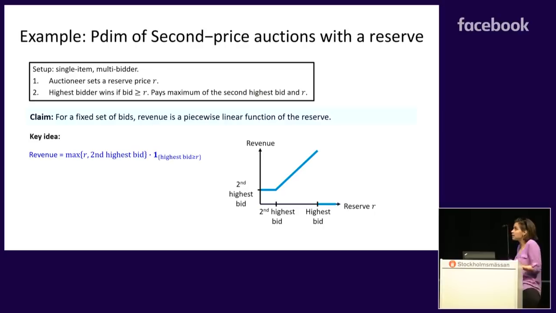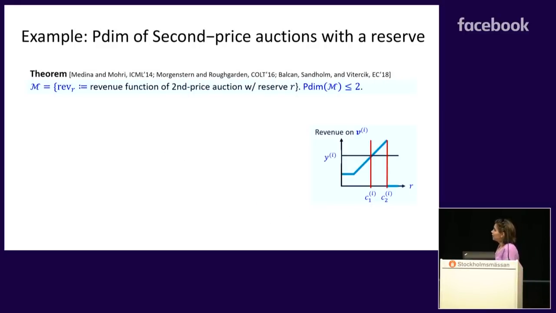Okay? So what we've just shown is that for second price auctions with a reserve, if we fix a set of bids and then plot the revenue function as we vary the reserve price, it has a very nice, simple structure, which is a piecewise linear function with 3 pieces. Now using this, we'll be ready to give you a quick sketch of why the pseudo-dimension, the intrinsic dimension of this class of auctions, is not too large. By the way, this is probably the most technical part of the tutorial, but I'll try to explain it at a high level still.